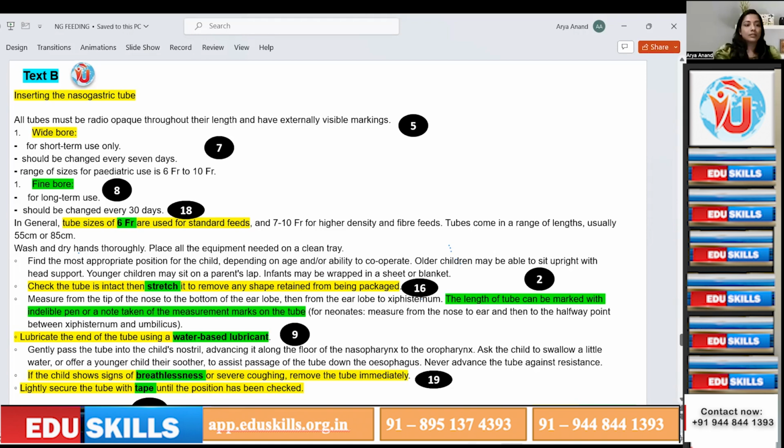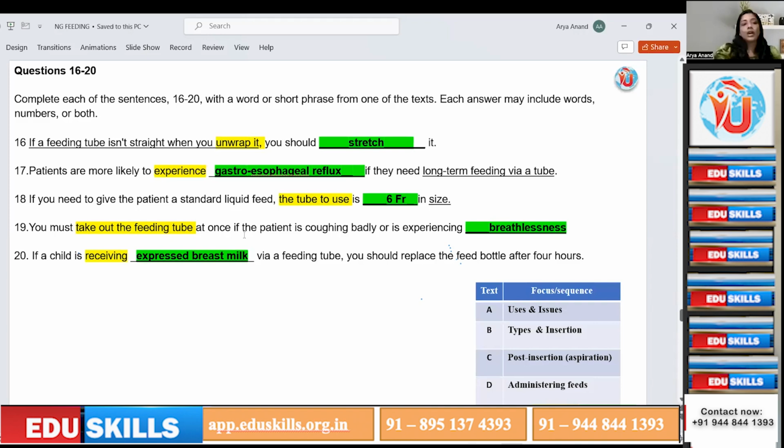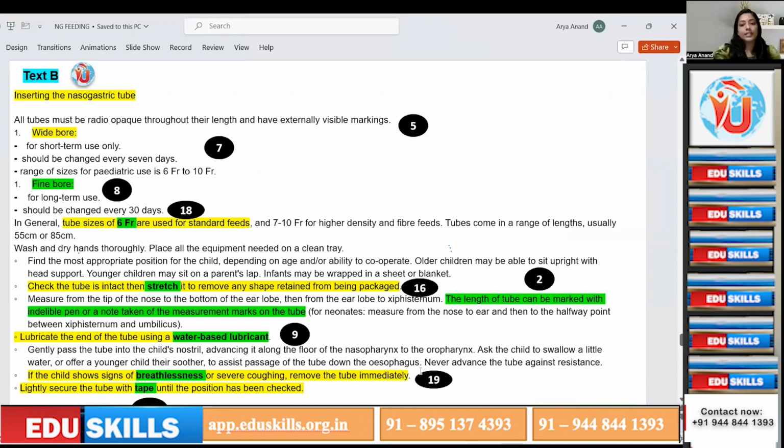Yes, got it. Now, you must take out the feeding tube at once if the patient is coughing badly or is experiencing dash. Breathlessness. So after inserting, if the patient is coughing badly or experiencing breathlessness, you may need to take out the feeding tube. Yes, correct, ma'am. Here you can see, if the child shows signs of breathlessness or severe coughing, remove the tube immediately.